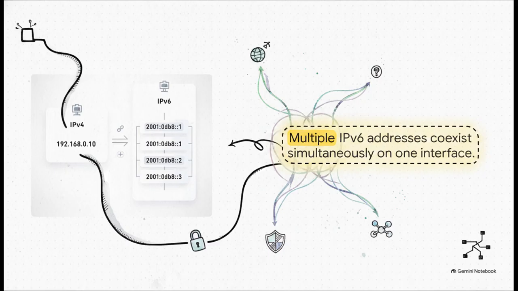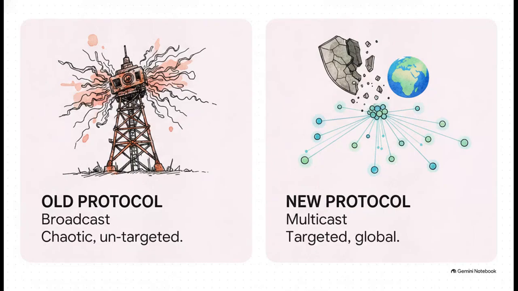So, if you pop open your network settings and see 4 IPv6 addresses on one adapter, take a deep breath, don't try to fix it. That interface is doing exactly what it was designed to do. And the differences definitely don't stop there.